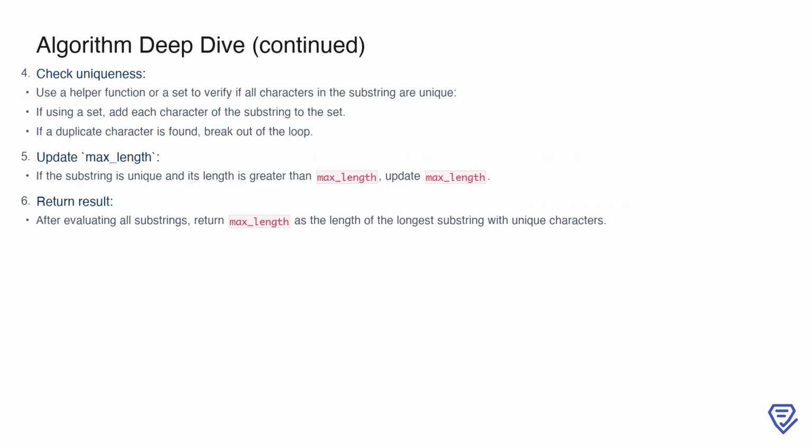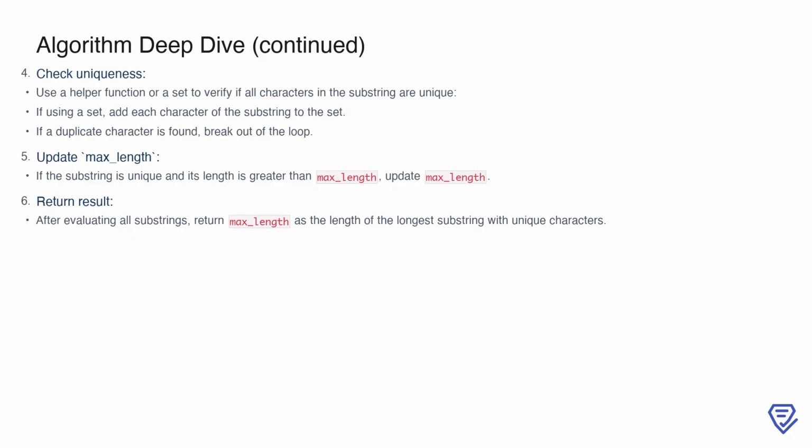Once we have a substring, the next step is to check if all its characters are unique. This can be done using a helper function or a set. By adding each character of the substring to the set, we can efficiently detect duplicates. If a duplicate is found, we break out of the loop since the substring is no longer unique.